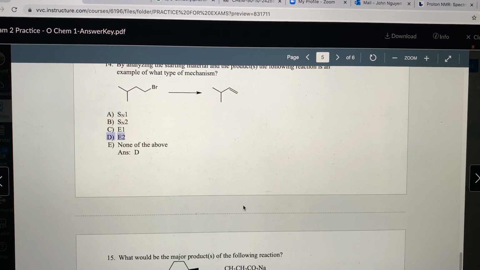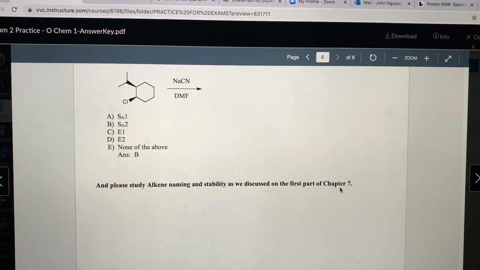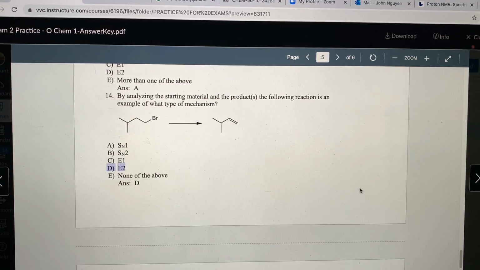All right, so hopefully that will be helpful to overview the stereochemistry and substitution and eliminations.